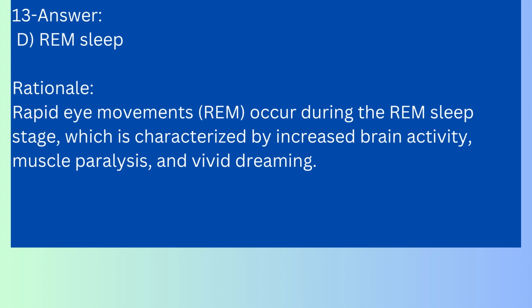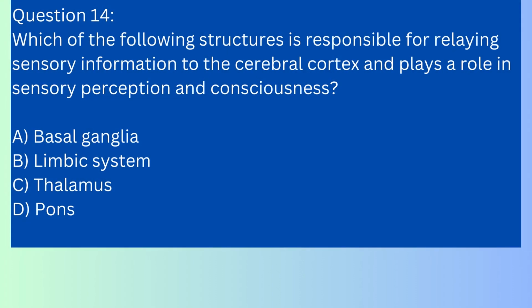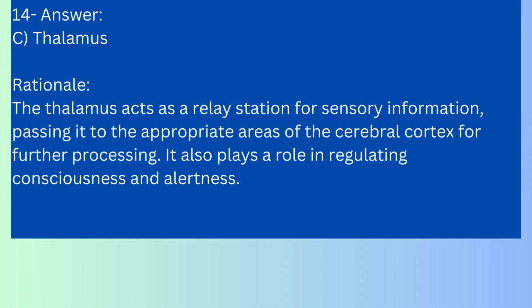vivid dreaming. Question 14. Which of the following structures is responsible for relaying sensory information to the cerebral cortex and plays a role in sensory perception and consciousness? A. Basal ganglia. B. Limbic system. C. Thalamus. D. Pons. Answer. C. Thalamus. Rationale. The thalamus acts as a relay station for sensory information, passing it to the appropriate areas of the cerebral cortex for further processing. It also plays a role in regulating consciousness and alertness.